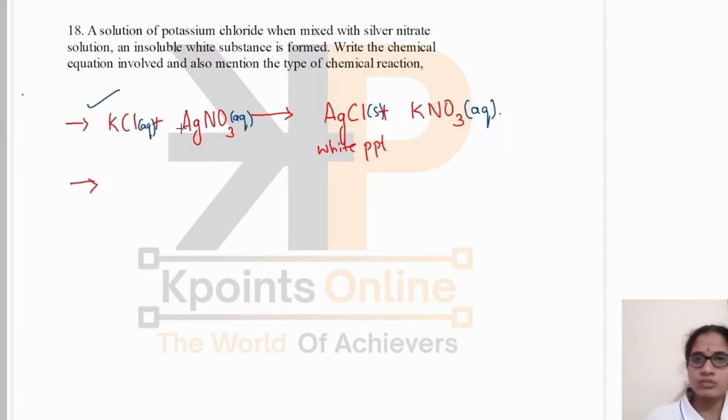Here there is exchange of ions between these two compounds. KNO3 is formed and AgCl is formed. So there is exchange of ions. It is a double displacement reaction.